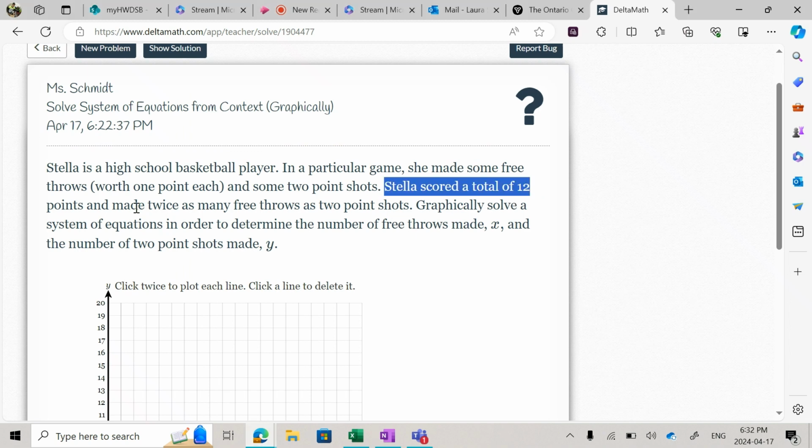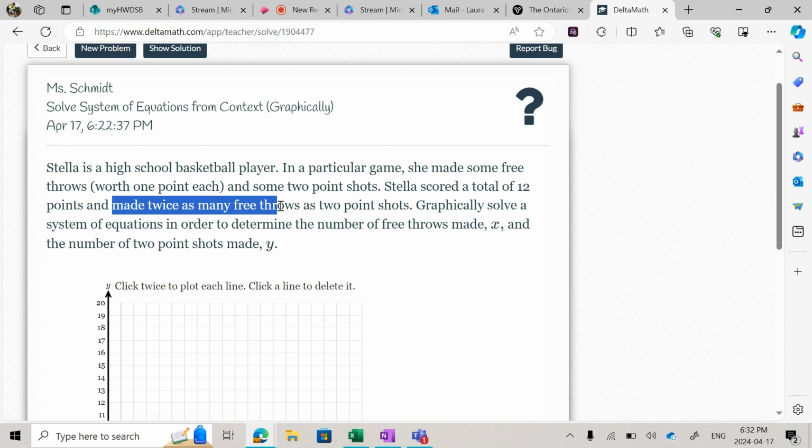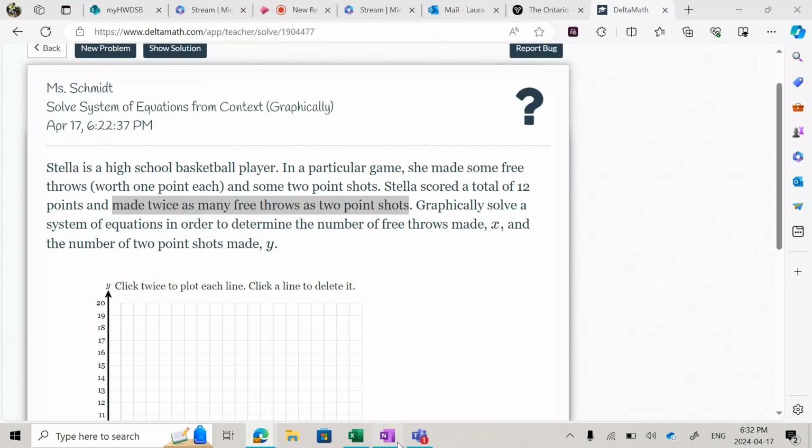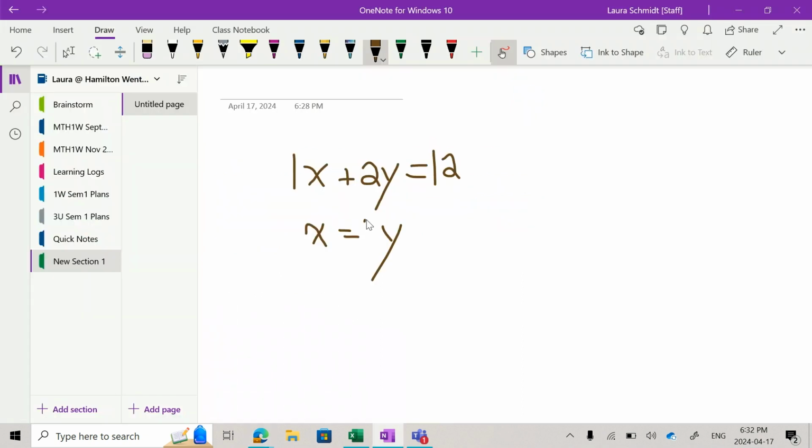Then the other info they give us is that she made twice as many free throws as 2-point shots. Okay, so X doesn't equal Y, because then that would mean that she made the same amount of shots. We would need to say, which one did she make twice? Twice as many free throws. Okay, so 2 times Y would equal X, because think about it like this. If I made 4 2-point shots, according to my equation, then X would equal 2 times 4, which would be 8.